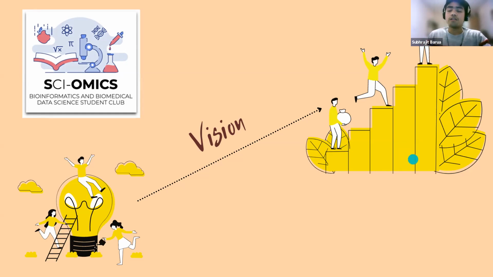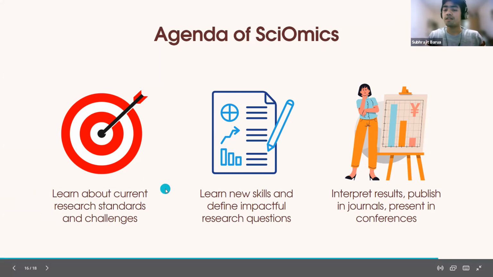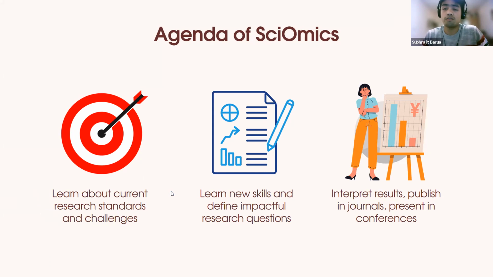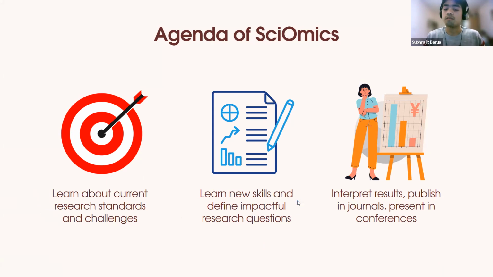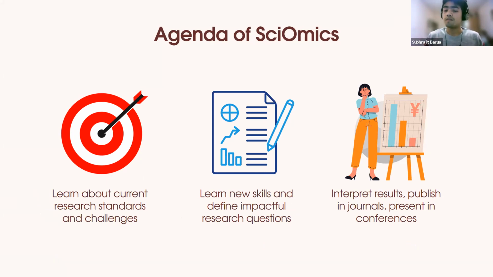So, in a nutshell, the agenda of Psyomics looks like this. We would help you to learn about the current research standards and challenges present out there in various domains of interest. We would also provide access to various new skills, and our mentors would help you define impactful research questions. And finally, our community would also help you to interpret results, publish in various journals, or present at great conferences. How do we aim to provide you the information?